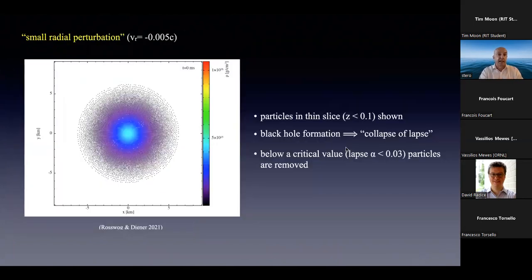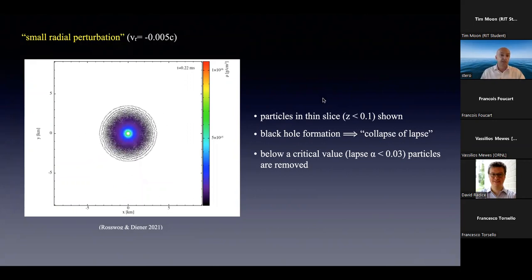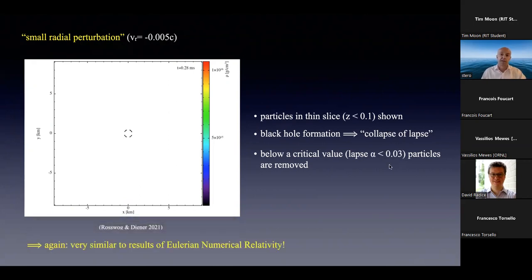Now let's try the next step. Let's say, okay, let's take the same star, and now we give it a tiny little bit of a perturbation inwards. And what's happening then? And here you just see a slice, and I just show the particles here, and you see the star starts collapsing, and then, well, forms a black hole, and we remove the particles here in the innermost bit at extremely low lapse functions here in the center. And again, very nice agreement with what has been found with Eulerian methods.